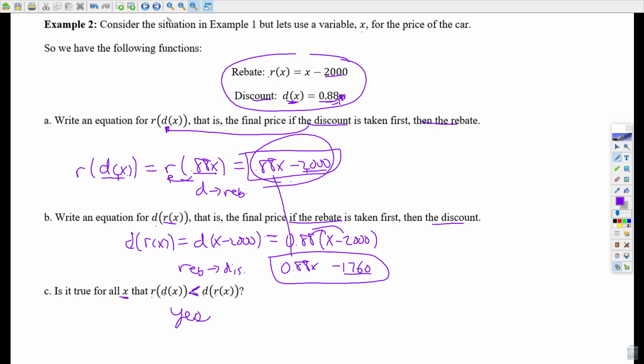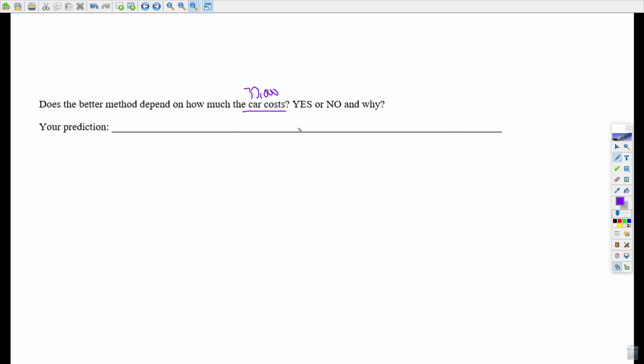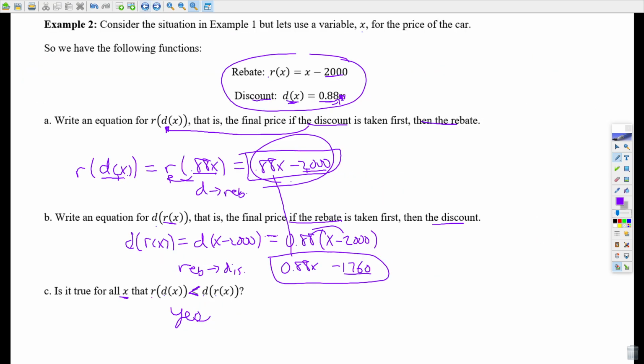So it does not matter back here. Does it matter how much the car costs? No, it does not. It will always be better to choose, in this particular case, the discount then rebate. This is always a better choice. So we always want this one.